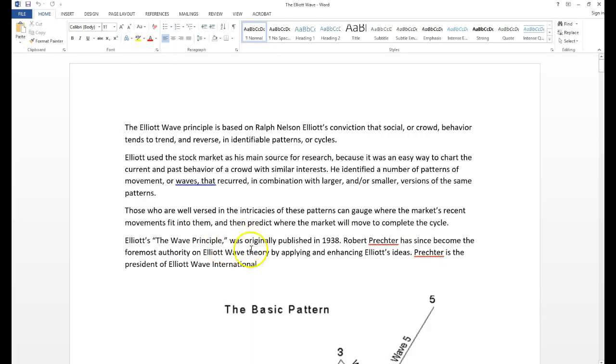Elliott's The Wave Principle was originally published back in 1938, and since then Robert Prechter has become the foremost authority on Elliott wave theory.